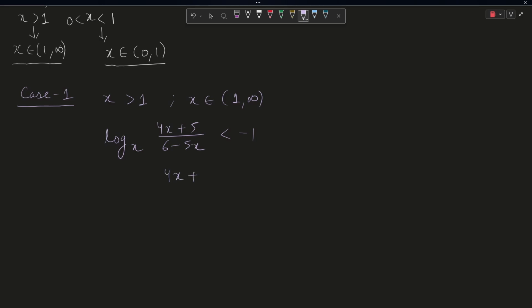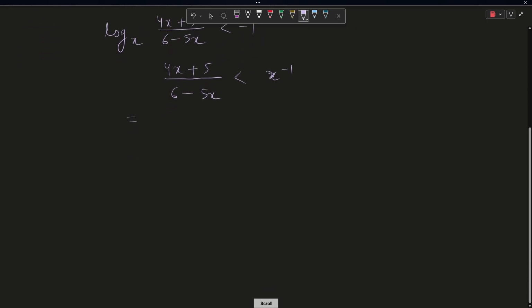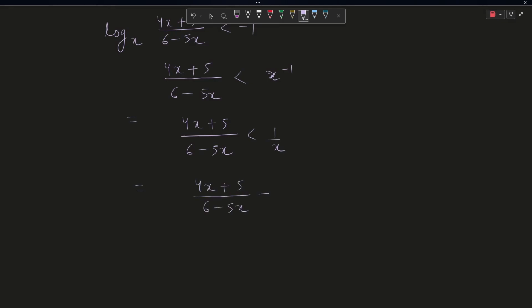So it becomes (4x plus 5) upon (6 minus 5x) less than x to the power minus 1. We can solve it further as (4x plus 5) upon (6 minus 5x) less than 1 upon x. Both sides have the variable part, so we are not going to multiply but shift one side to the other side. So what you can do is (4x plus 5) upon (6 minus 5x) minus 1 upon x less than 0.